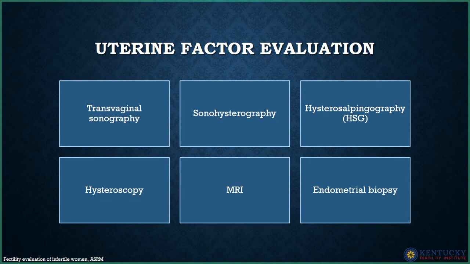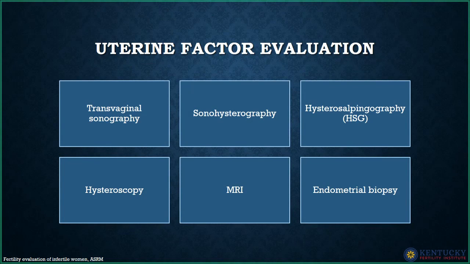Hysterosalpingography or HSG analysis can be used to image the uterus. It won't be the most specific test for uterine factors, but can be useful for looking at congenital anomalies. And then hysteroscopy is a diagnostic surgical approach where we put a camera into the uterus and can visualize the endometrium directly. That gives us the option of doing real-time treatment for any pathologies we encounter.